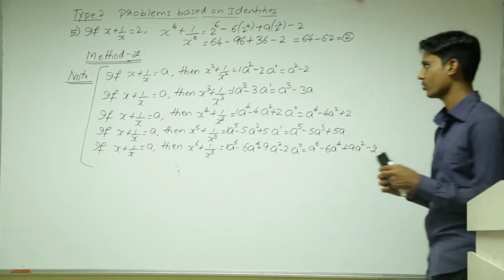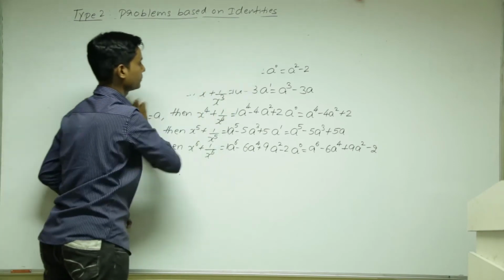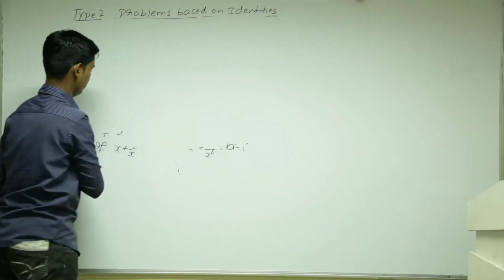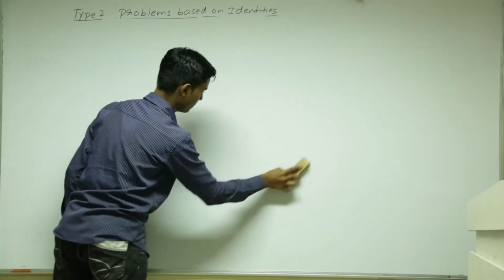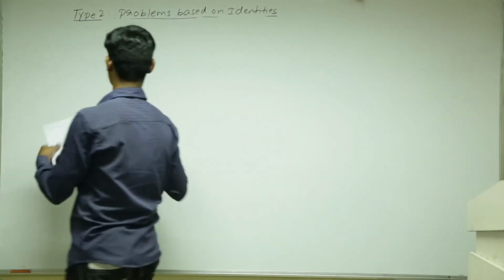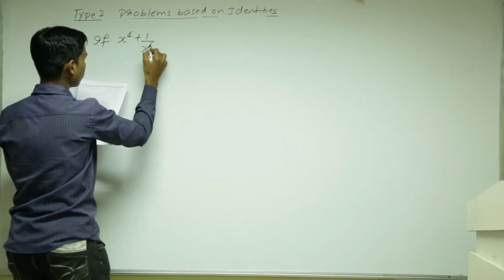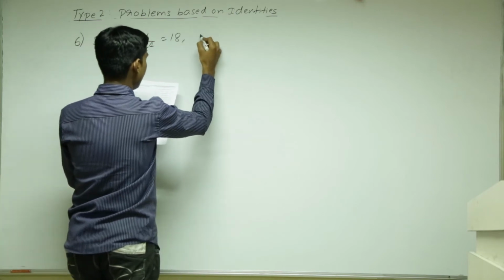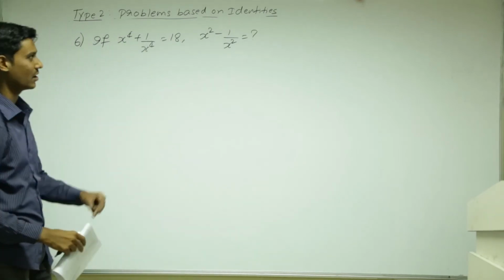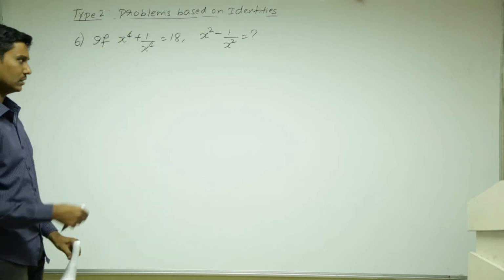Clear with the approach? Question number 6. Please see here, question number 6. If x power 4 plus 1 by x power 4 is 18, then how much is x square minus 1 by x square? One way to solve it is to square this value, and you will get these terms. Substitute, simplify. That is one way of solving.